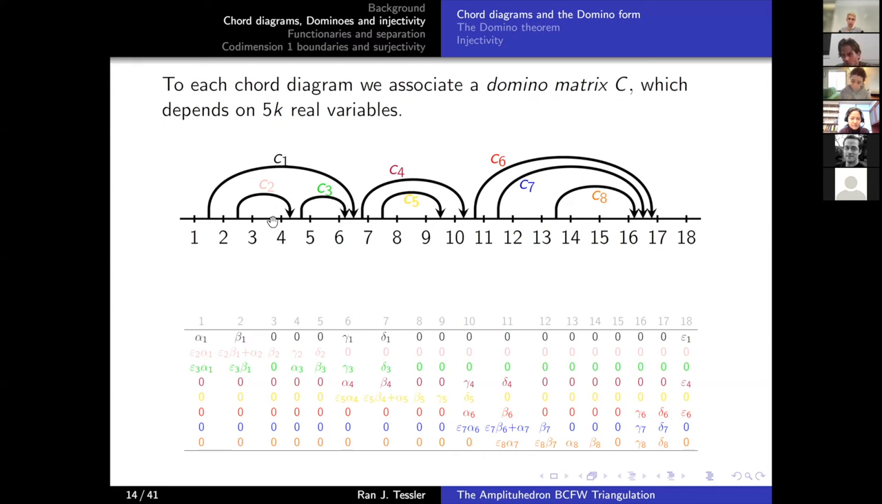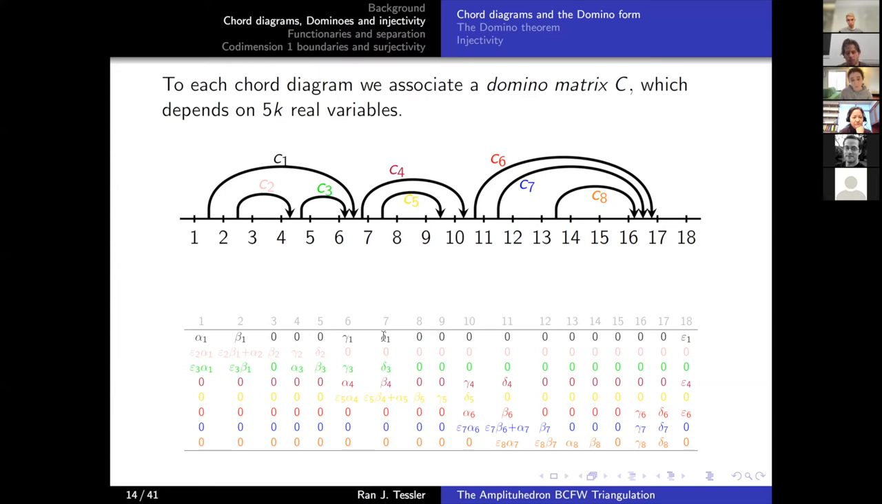Now, each chord is supported on 4 markers, the head and the tail. In these 4 markers, we put alpha, beta, gamma, and delta with the index of the chord. For example, for C1, its tail is 1, 2, and we put alpha 1, beta 1 in this location, while its head is 6, 7, and then we put gamma 1, delta 1. Now, if the chord is a top chord, meaning that it is not covered by any other chord, then we put epsilon 1 in the nth position, the rightmost position.